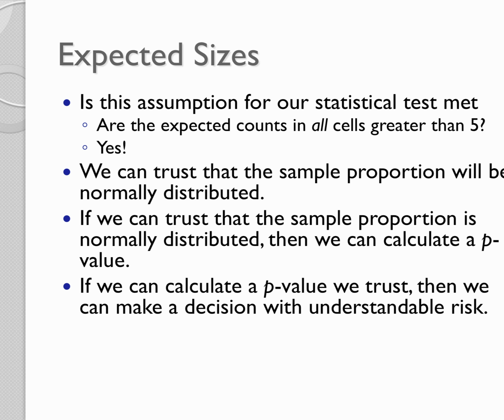Ask yourself, after representativeness and independence, is the assumption for our statistical test met? The answer is yes. Then we can trust the sample proportion will be normally distributed. If we can trust that the sample proportion is normally distributed, then we can calculate a p-value. If we can calculate a p-value, then we can make a decision with understandable risk.